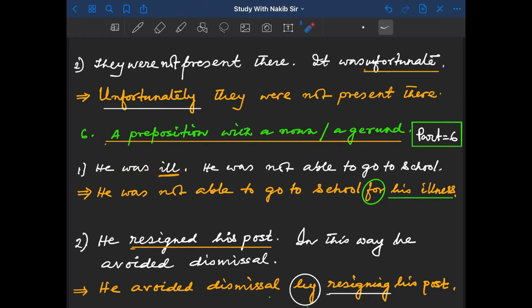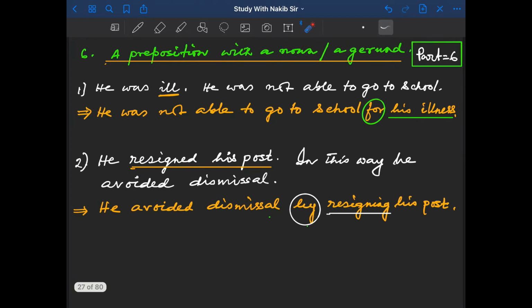This is an adjective. Okay, he was ill, so use ness with it and it will become illness. Illness is a noun, and before it use one preposition, that is for. So for illness is a noun phrase. So your combined sentence will be: he was not able to go to school for illness. Preposition with a noun. He was not able to go to school for his illness or for illness. This is your combined sentence. Okay.